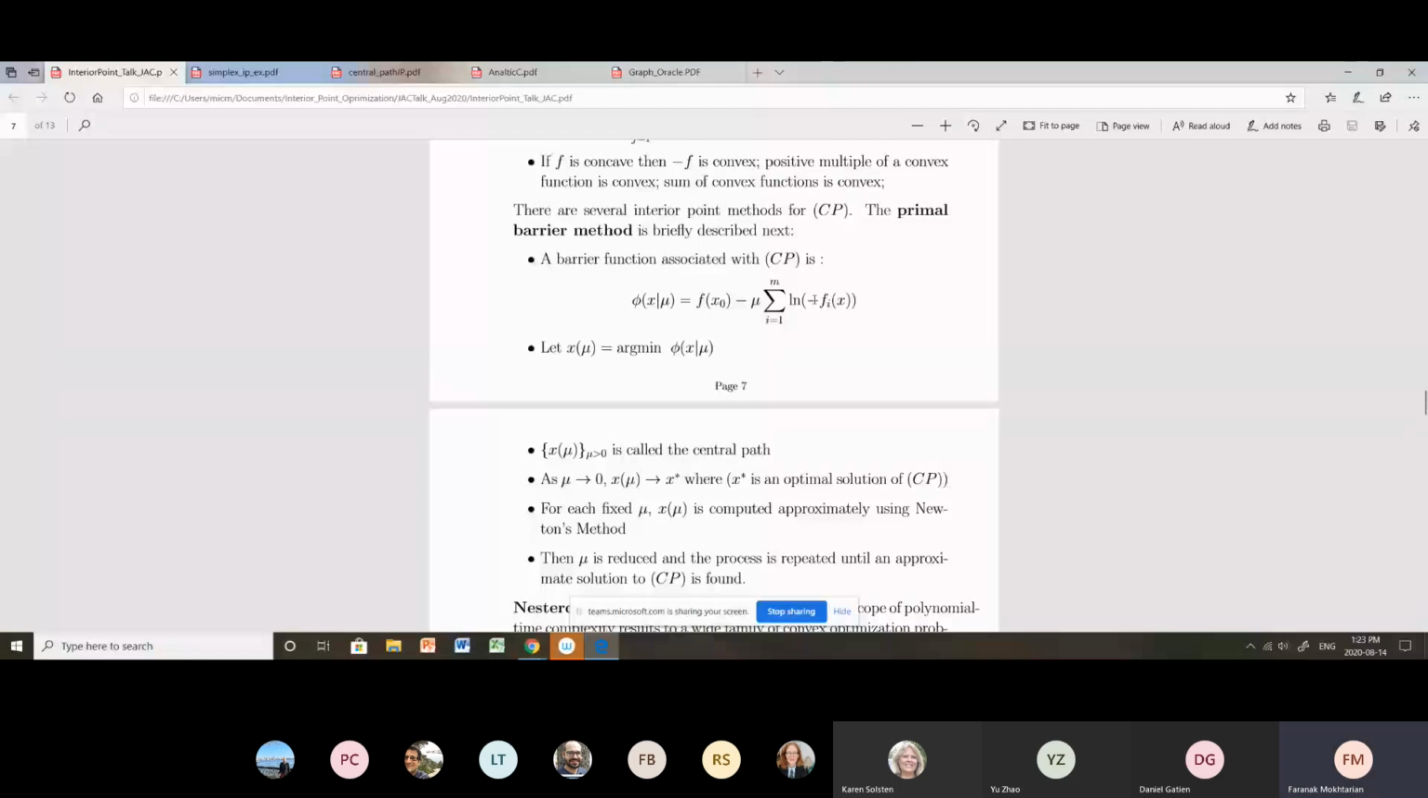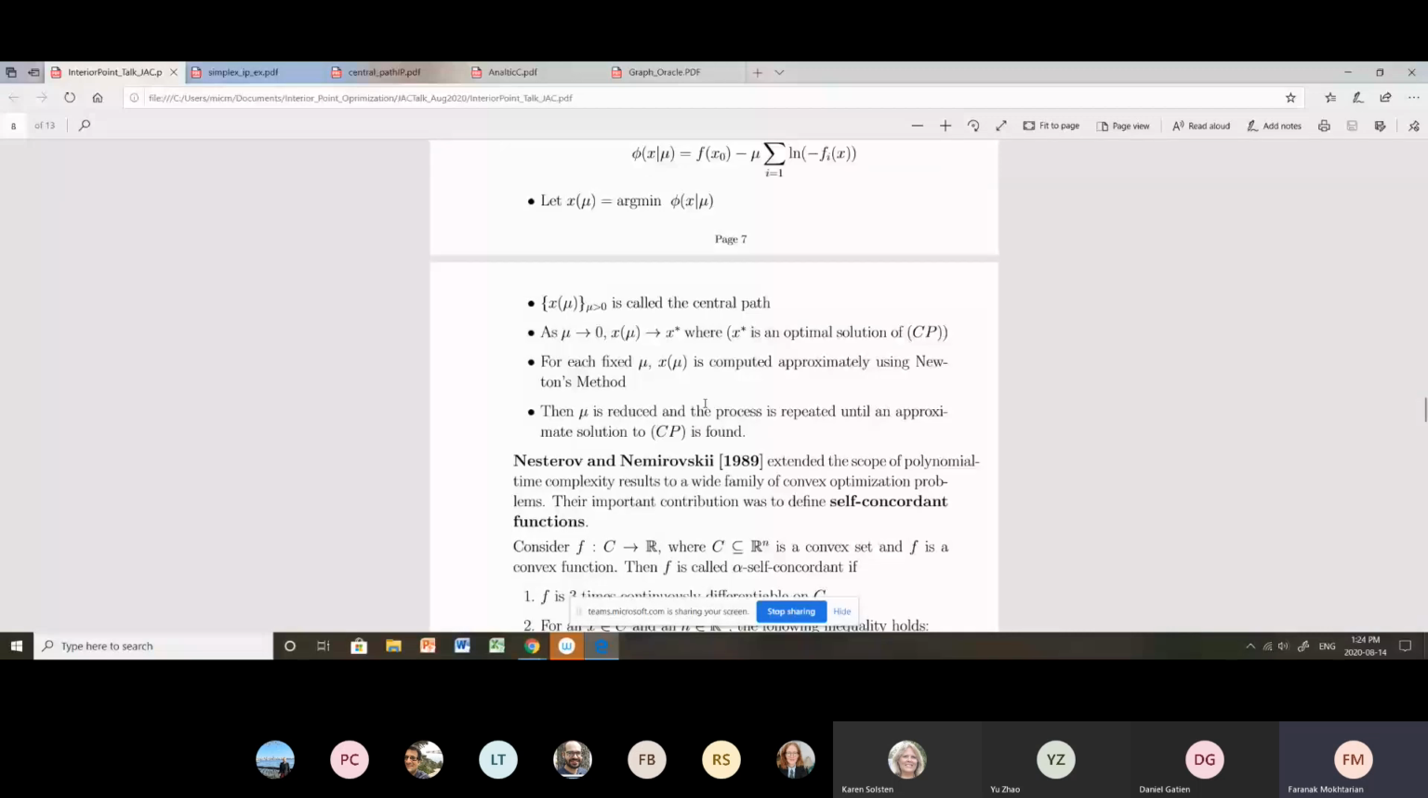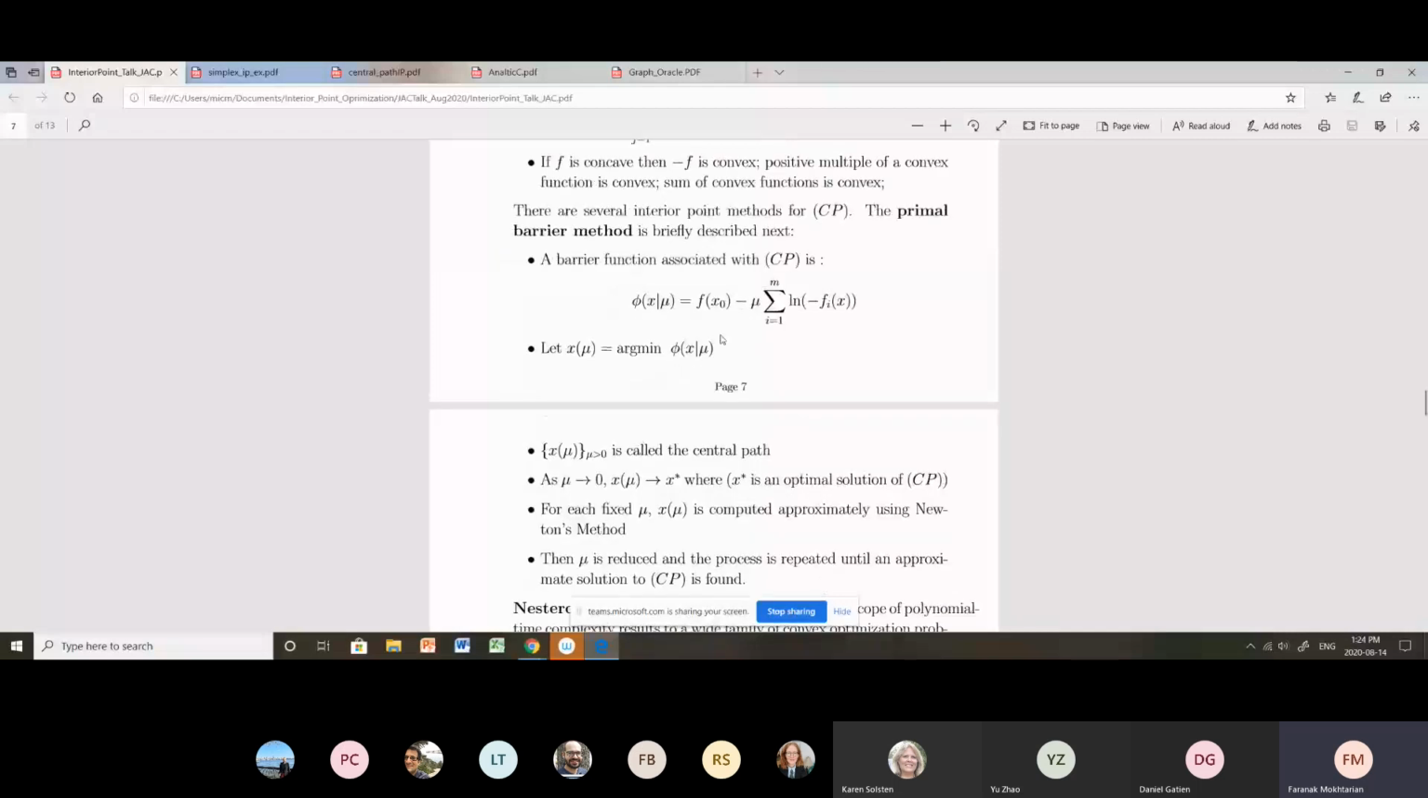But as mu moves towards 0, the objective function becomes more and more important. So the minimum moves towards the minimum of the objective function. This x of mu, where mu is positive, is called the central path. And as mu goes to 0, x of mu approaches x star. So it's important to have certain properties and choose a reduction of mu wisely again to make sure the algorithm converges in polynomial time. And this minimization, for each mu, is done using Newton's method.